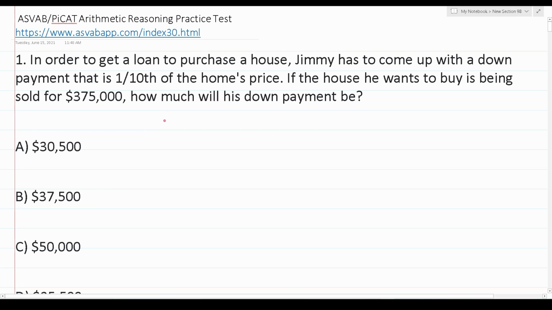What is 1/10 of, and in math, of is always multiply, 375,000. So in essence, we're just doing some simple multiplication here. Now, as you can see, we're multiplying a fraction by a whole number. So what you want to do is write this whole number as a fraction by placing it over 1. And this will enable you to multiply these fractions together. Again, when you multiply fractions, you just multiply straight across.